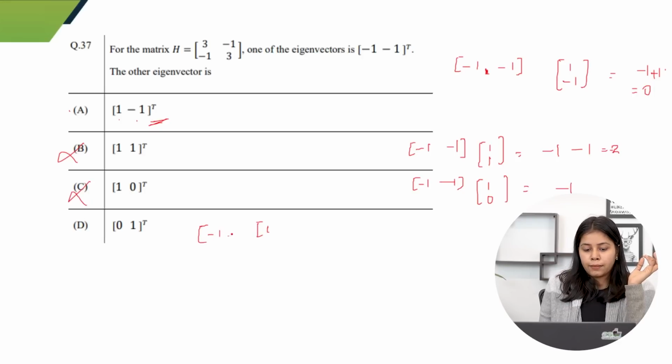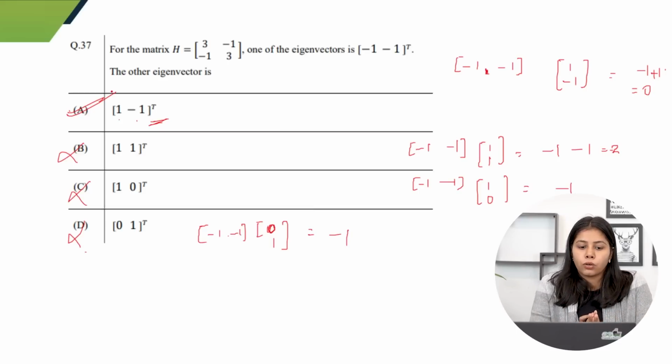Minus 1, minus 1 gets multiplied with 0 and 1. So I can see that I'll get minus 1. So D is also not true. So I can simply take option A because of the orthogonal property, their product should be 0. For a particular matrix, if I find two distinct eigenvectors, then their product should be 0.